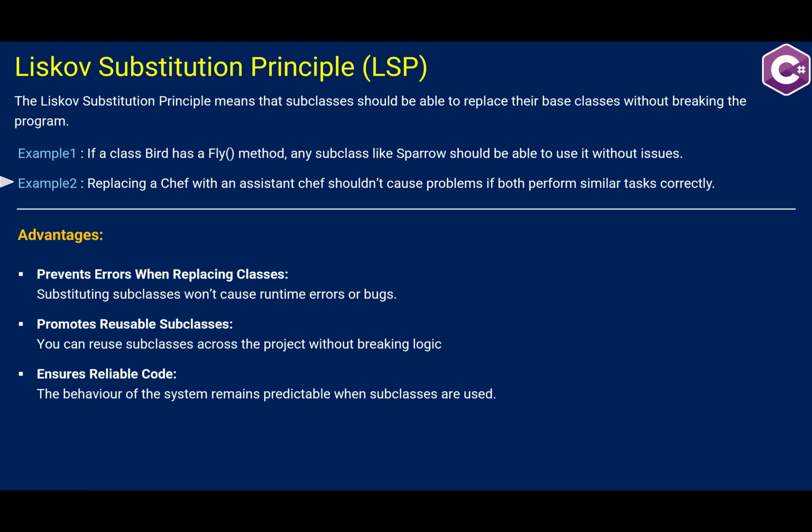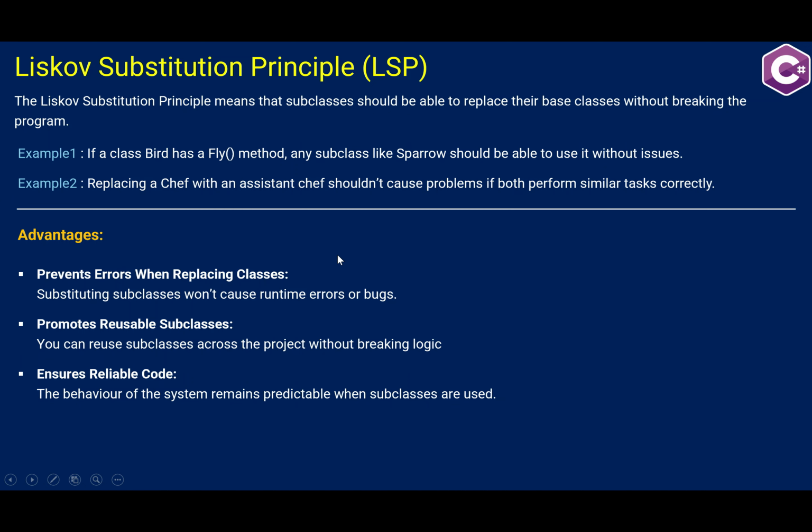And if you take one more example, replacing a chef with an assistant chef should not cause problems if both perform the similar task correctly. Here, if there is any assistant, the assistant is able to do the work whatever the chef is doing. So whatever activities the base class is doing, the same thing should be doable in the subclasses as well. That is the Liskov substitution principle.